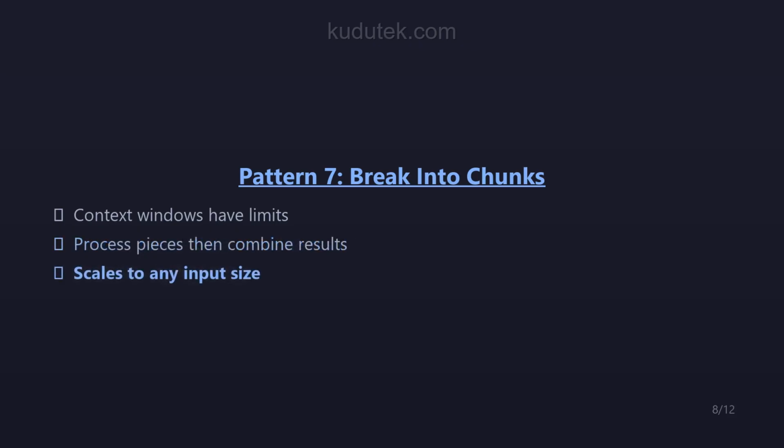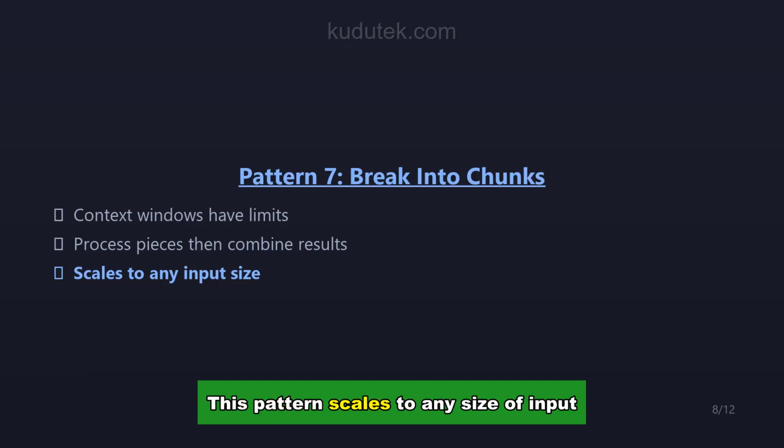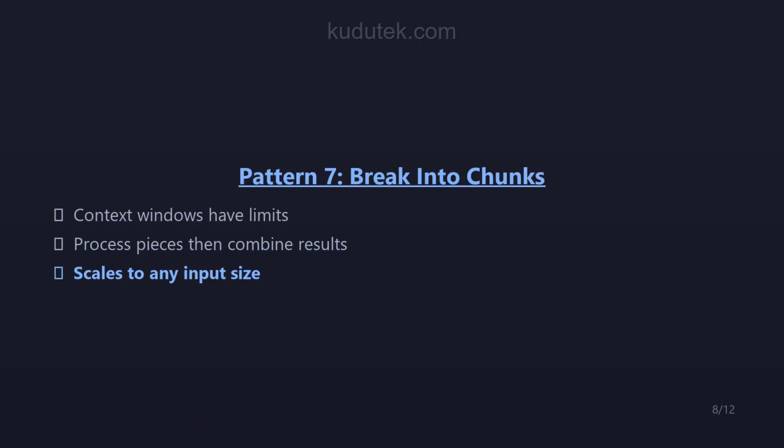If you need to summarize a massive document, you split it into chunks, summarize each chunk separately, and then ask the AI to synthesize all those summaries into one final version. Each individual step is clean and manageable, and the final result is still coherent. This pattern scales to any size of input.